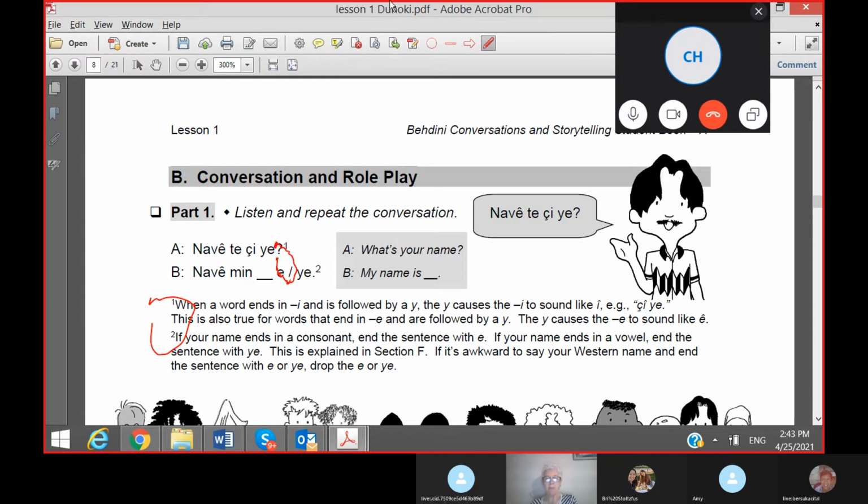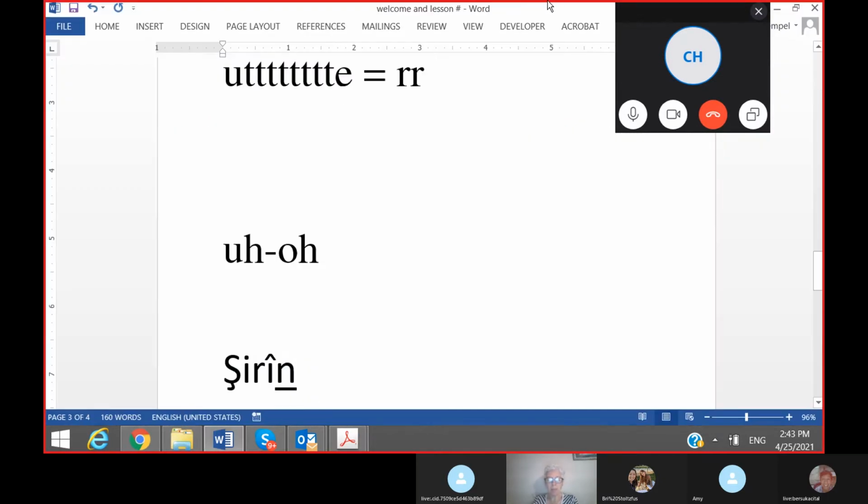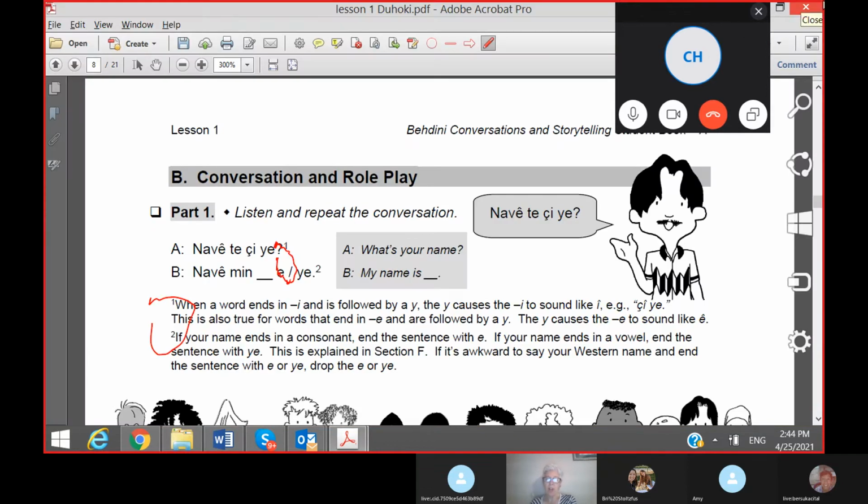If your name ends in a vowel, like Bree, I don't know if that's what they call you, Bree, but there, it ends in a vowel. If your name ends in a vowel, you're going to use the ya ending. This is explained more in section F of this lesson. If it's awkward to say your Western name and end the sentence with a or ya, just drop the a or ya. This is the verb is, and Western names don't always work very well.